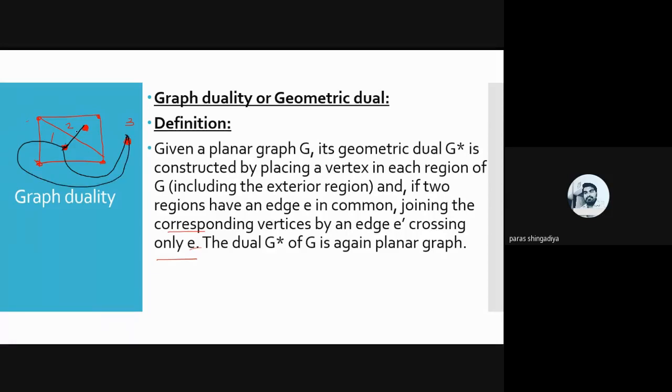Okay, and similarly 2 and 3 are adjacent by this right hand side edge. So cross this edge and connect 2 and 3. And similarly 2 and 3 are also adjacent by this upper edge. So cross this upper edge and connect 2 and 3. So this black graph is known as the dual graph of G. Okay, that is known as G star.